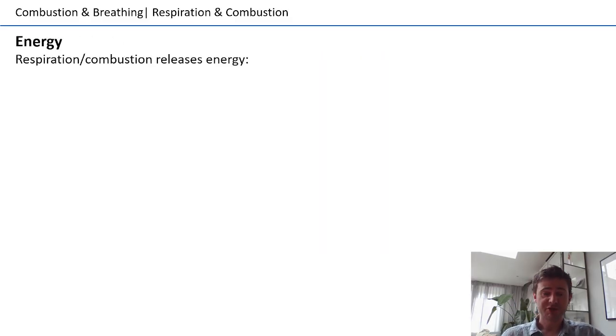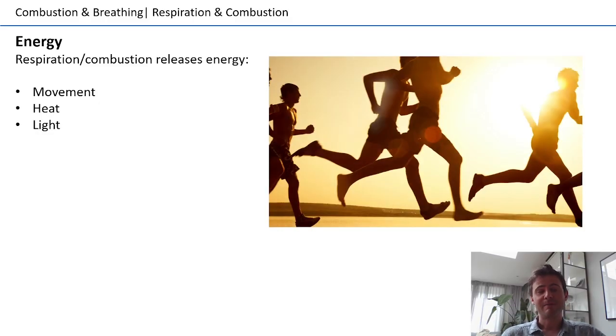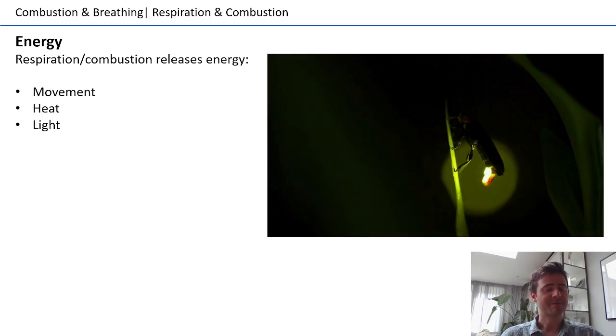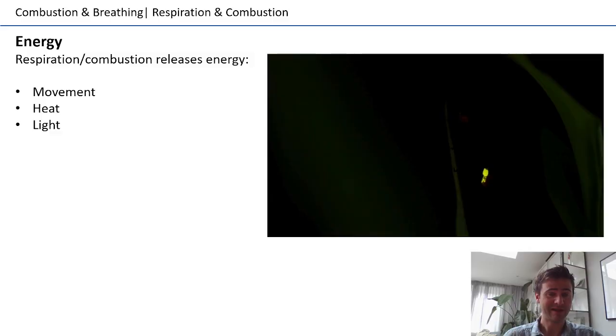Respiration or combustion releases energy, and that energy can be used in different ways by organisms. Movement, heat and light. And movement and heat makes sense for us, but some organisms can actually use this energy to produce light. Take fireflies for example. The light they make doesn't come directly from glucose. Instead, they produce two special substances, and when those substances mix, light is released. But to make those substances in the first place, the fireflies still need to burn nutrients.